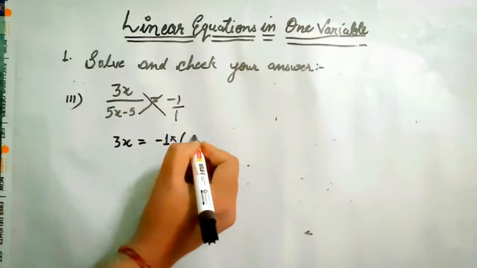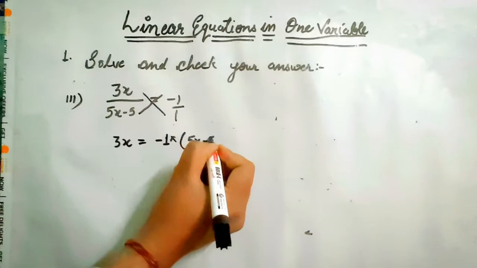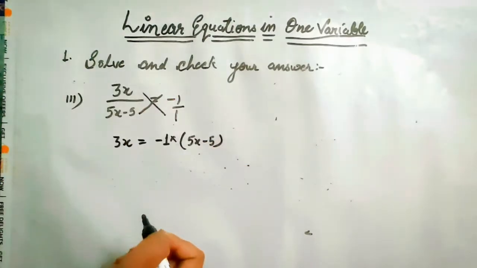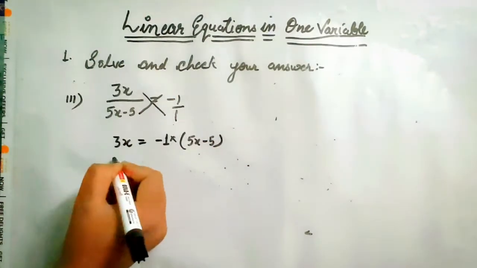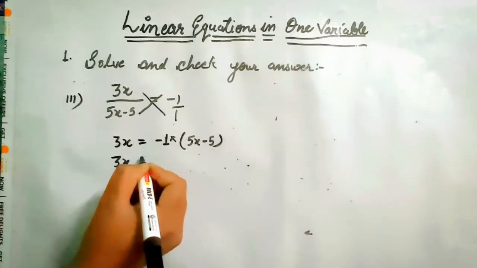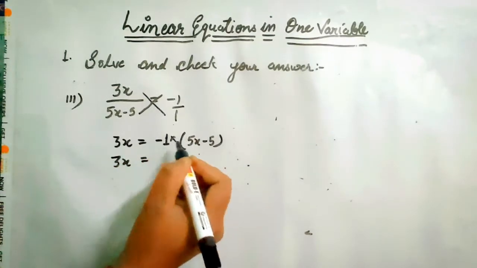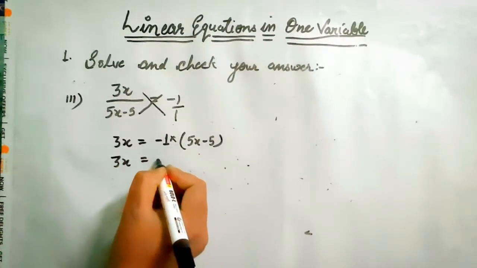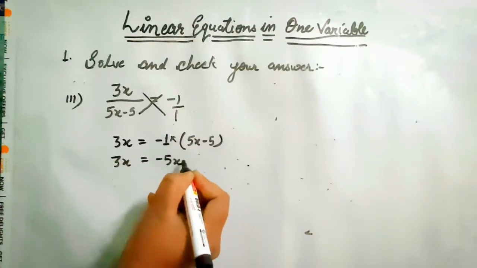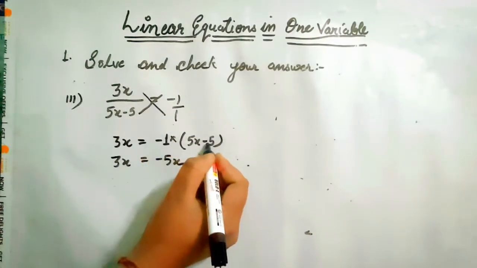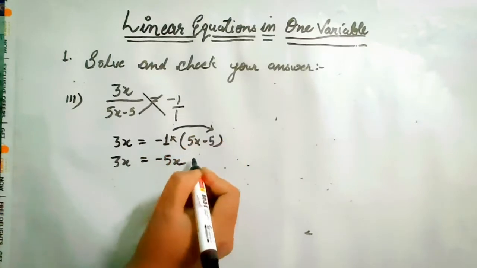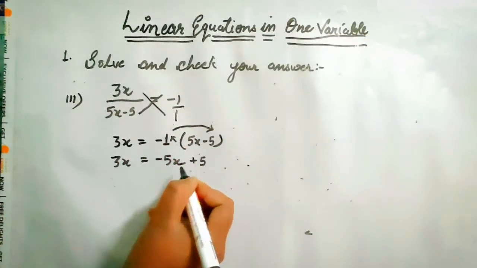by (5x minus 5). Then 3x as it is, in right hand side we have minus 1 into 5 will be minus 5x, and minus 1 into minus 5 will be positive 5.